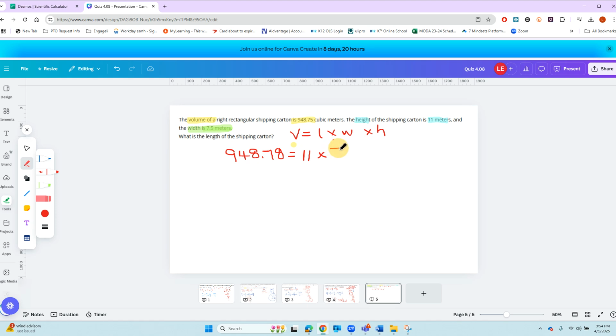So I'm going to multiply by 7.5. And the question is, what is the length? So I have to put that L there. I'm going to make it a little fancy so it doesn't look like a 1 or something. So let's go ahead and follow our order of operations. The only thing I can do on this side is multiply 11 times 7.5.